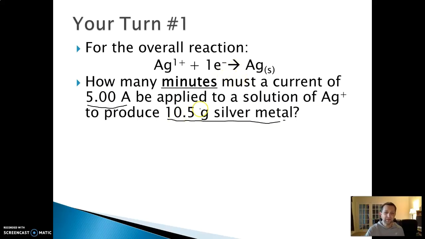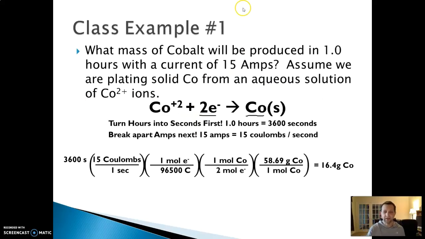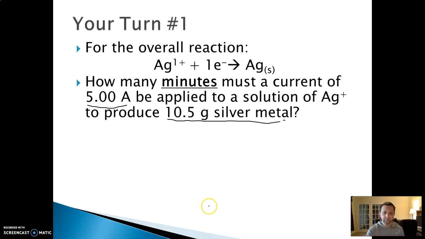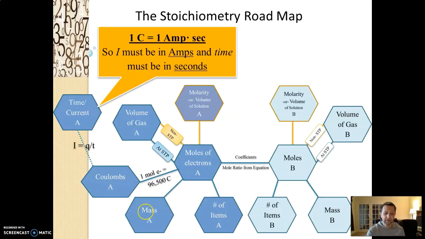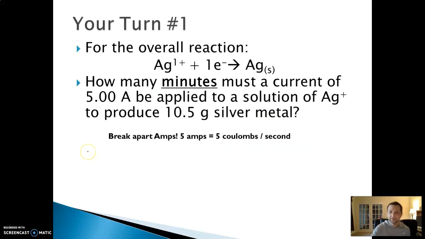What am I given? Well, I'm given a mass. So I'm working backwards here, right? So here I wanted to figure out my mass of cobalt. Now I have the amount of silver I want to make. I need to go and figure out how long that's going to take me. So all I'm doing is going backwards here. I'm given my current, which is important because that's the last link I'm going to need to solve this. So I'm starting here at mass of A. I have my mass of silver that I want, and I want to convert all the way till here, which is my time. So we're just going to go backwards.